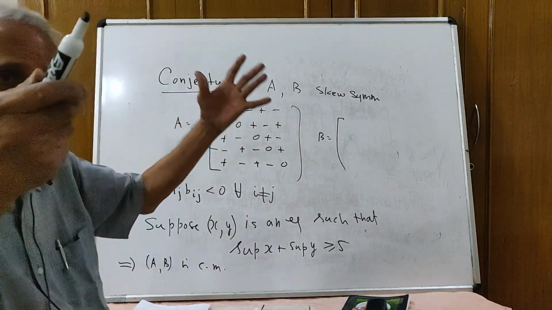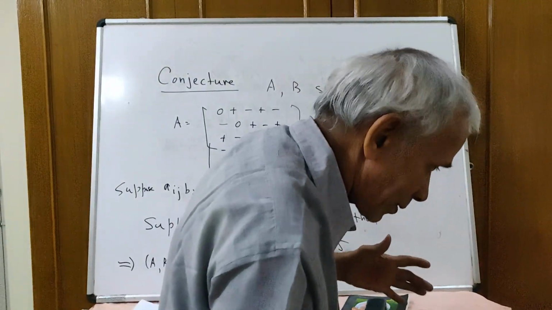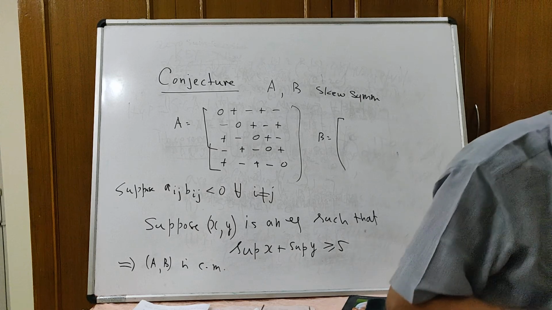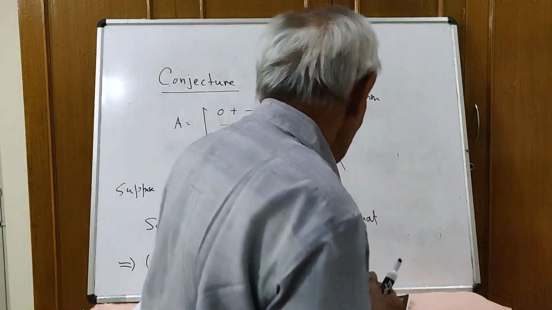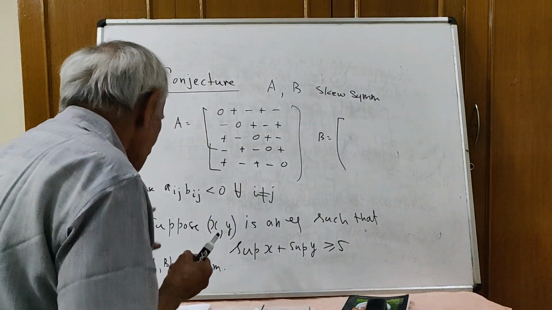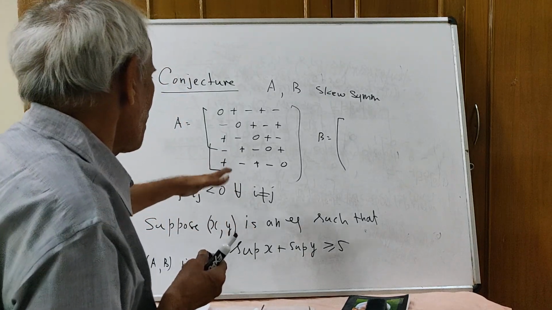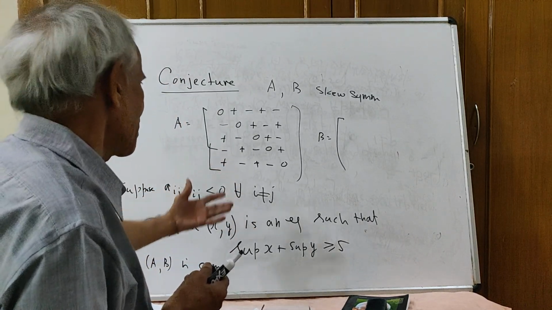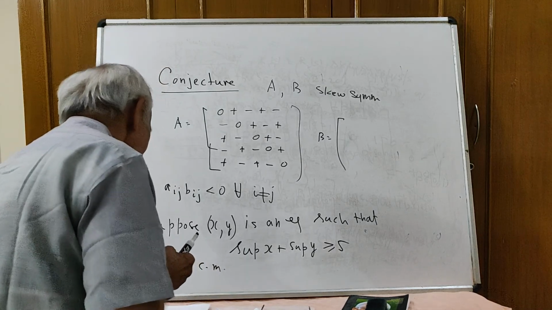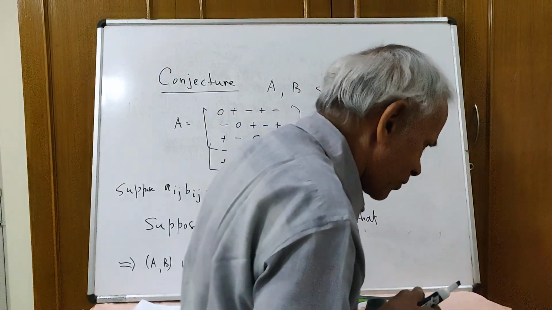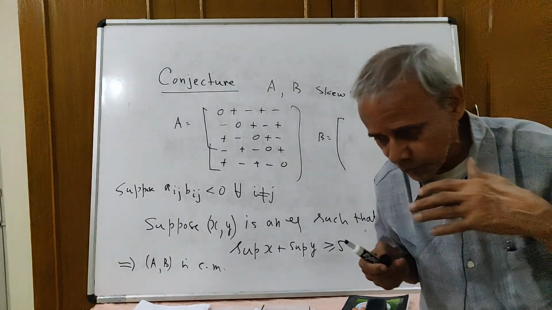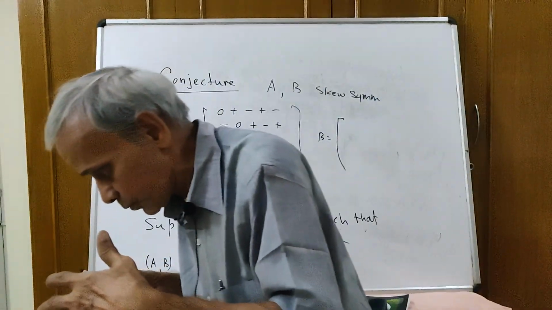And B is of similar type, except the signs are changed. Aij, Bij is less than 0 for all i not equal to j. Suppose also, the point is the following.